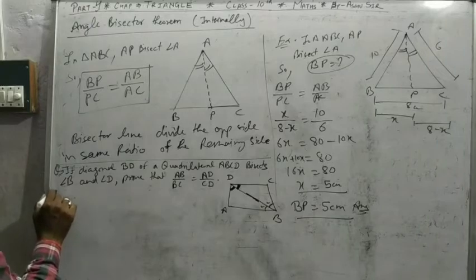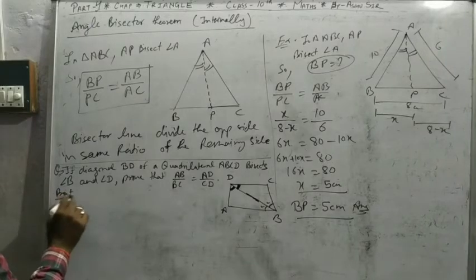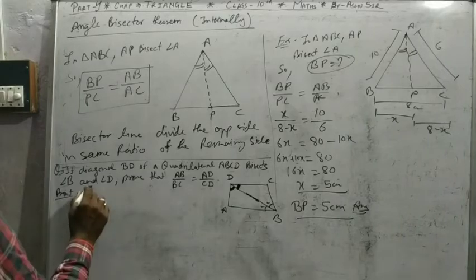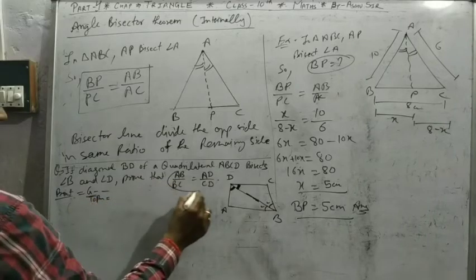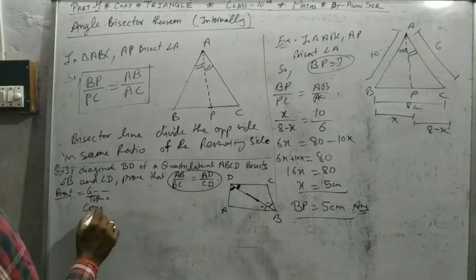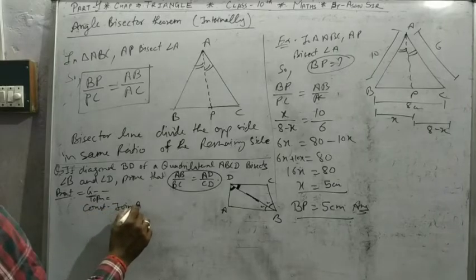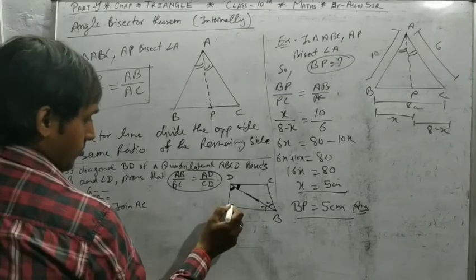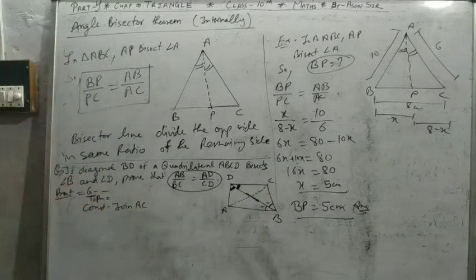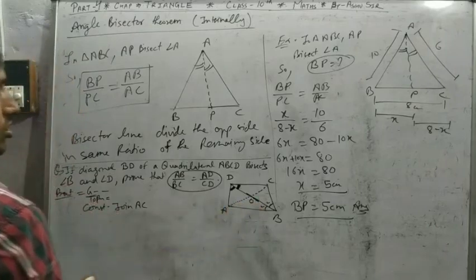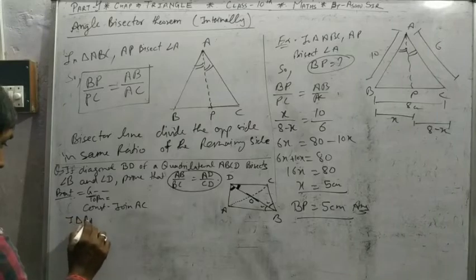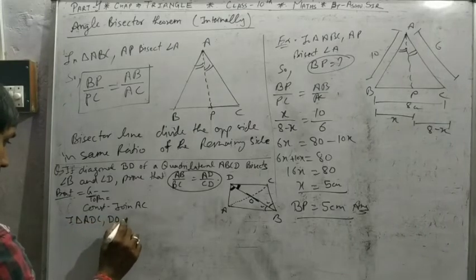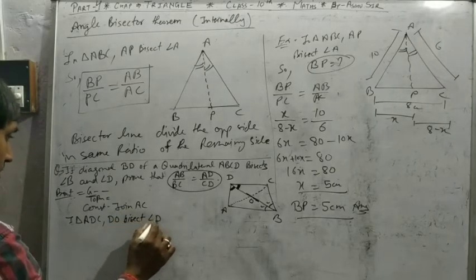So whatever is given, and this is to prove. One small construction, join AC. When you join AC, suppose it intersects BD at O. In triangle ADC, DO bisects angle D.